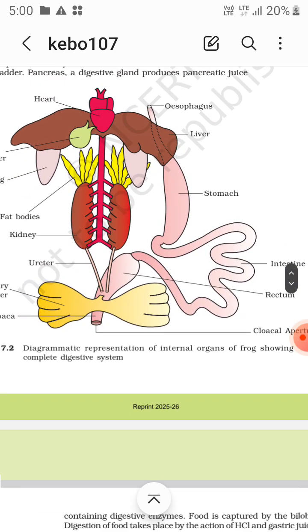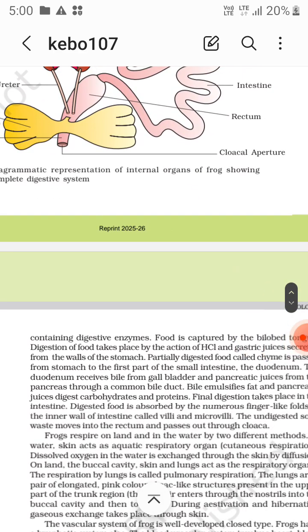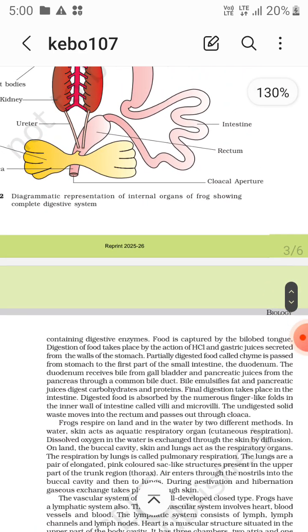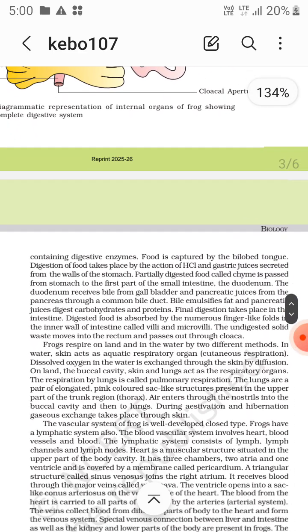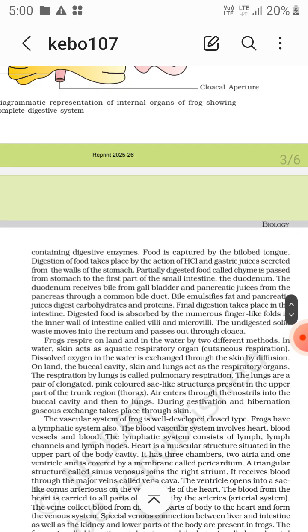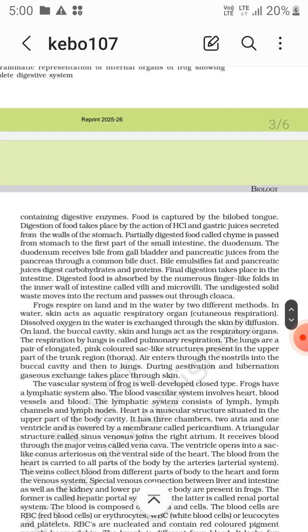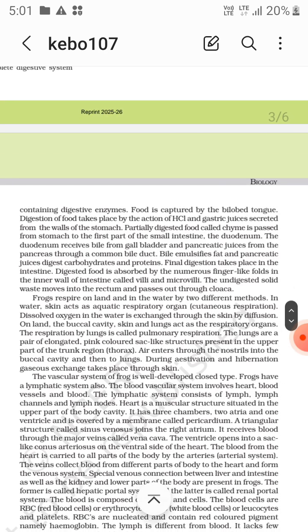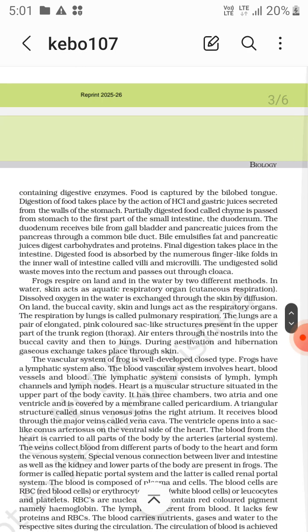The pancreas, a digestive gland, produces pancreatic juice containing digestive enzymes. Now food is captured by the bilobed tongue. The tongue is bilobed, like it is single but it is bilobed. Digestion of food takes place by the action of HCl and gastric juices secreted from the walls of the stomach, not from the intestine, from the walls of the stomach.